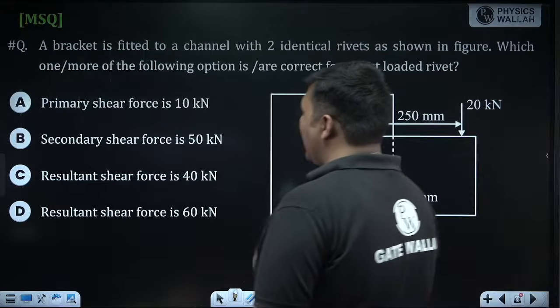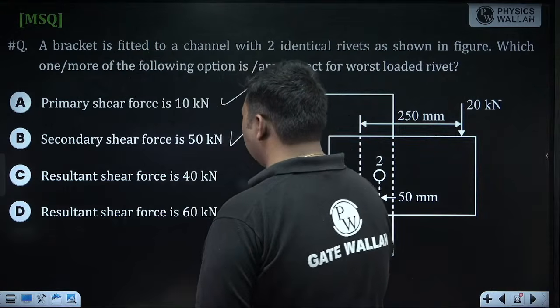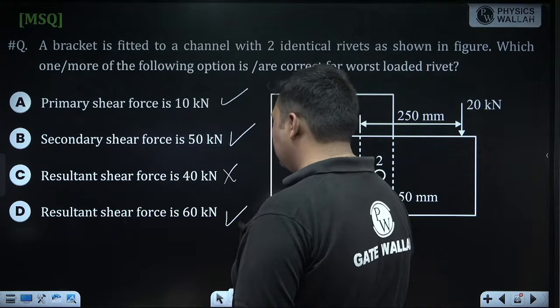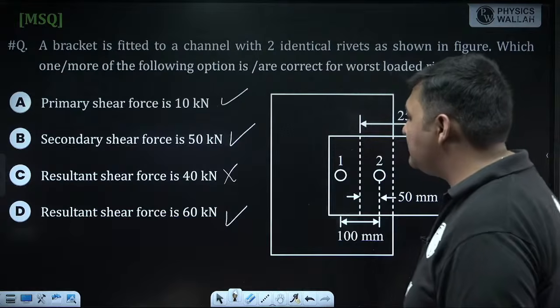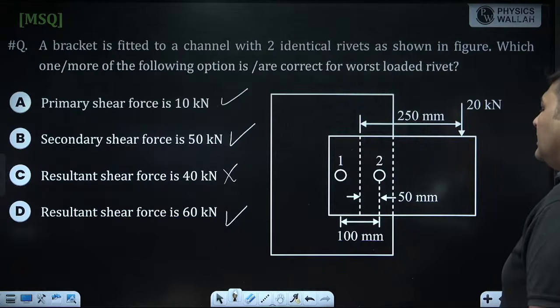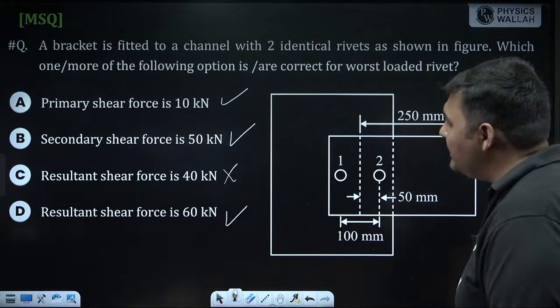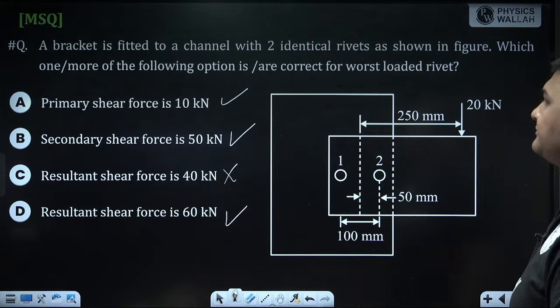Okay. So primary is 10, A is correct; secondary 50, B is correct. It is coming 60 now, so C is incorrect. 60 is coming for D. See, the resultant is 60, so D is correct. Okay. So for this question, the correct options are option A, B and D. Clear?